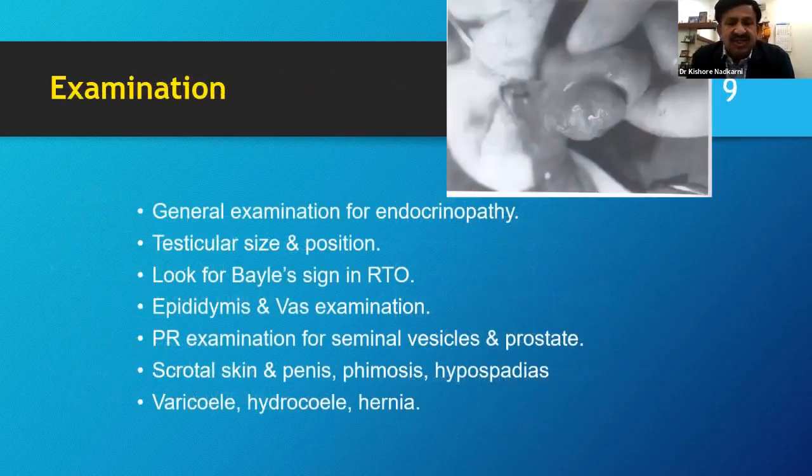In examination, we do a general examination for endocrinopathy. We look at the height, weight, obesity, and also gynecomastia, axillary hair, pubic hair, etc. And we look for the testicular size and the position. We look for a turgid epididymis, particularly in obstructive azoospermia. We examine the vas and epididymis, and a rectal examination is also done for seminal vesicles and prostate. Scrotal skin, penis, phimosis, hypospadias, epispadias, etc. are looked for, and hernia, hydrocele, and varicocele are ruled out.